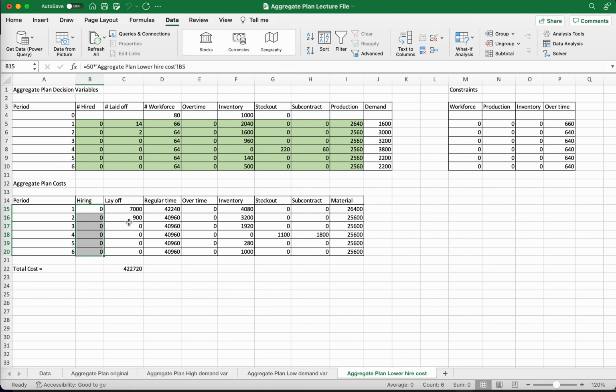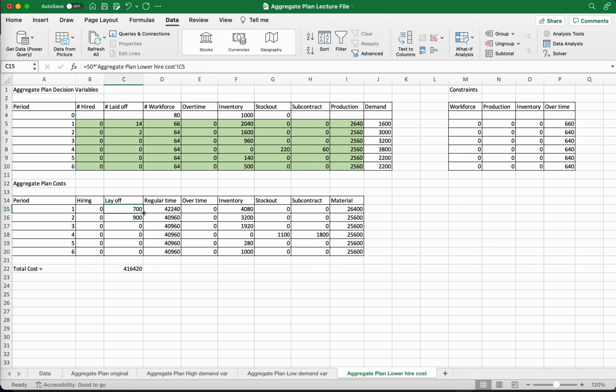So you are bound to make more changes here. You're laying off 14 people. You're laying off 2 more people here because hiring cost is much cheaper. This is the original cost value, that's $500. So there you go. Let's also change the layoff cost this time and see what happens if hiring and layoff costs are both $50.